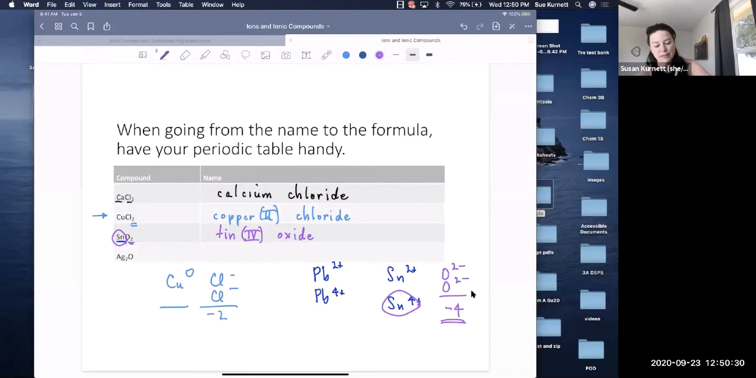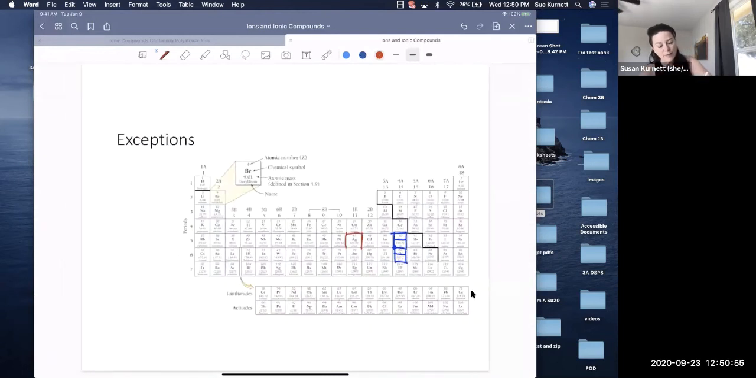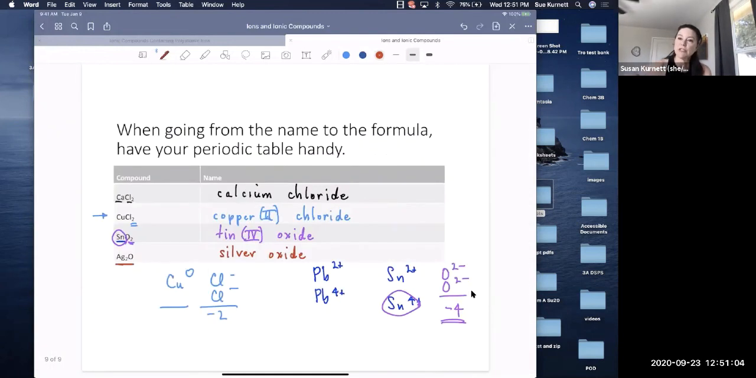Okay, and then here's another exception for a different reason. Here I have silver oxide. Even though silver is a transition element, it's one of 3 that doesn't have variable charge. And so we just say silver oxide. We don't say silver 1, even though the charge on it is +1, because silver can only be +1. Zinc and cadmium can only be +2. These are 3 exceptions because they're transition metals that aren't variable. Questions?